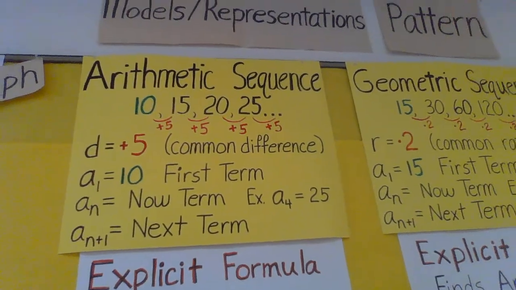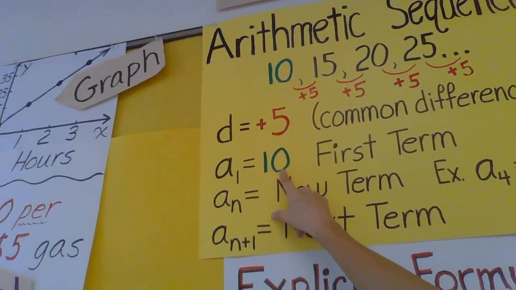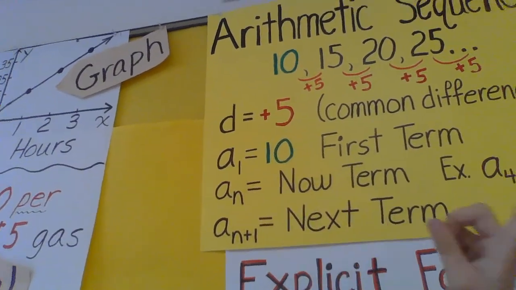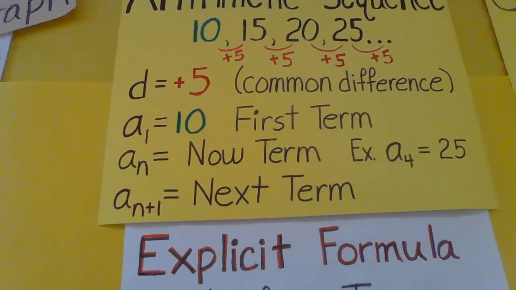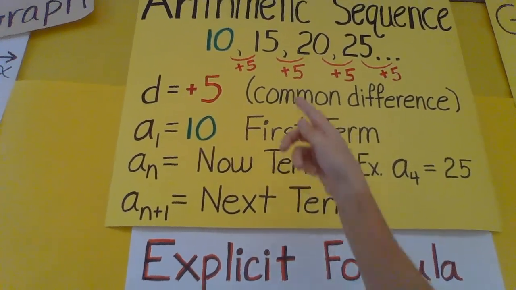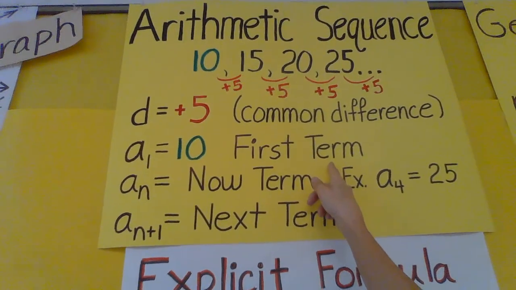Now, A sub 1. A sub 1 is just shorthand for this is the first term. That's all that means. So when you see A sub 1, it is the very first term in the sequence, which is the number 10. So if they give you a sequence and say, hey, what's A sub 1? You go up to look for the first number and say, hey, it's 10. All right, that's all it is. It's just the first term.